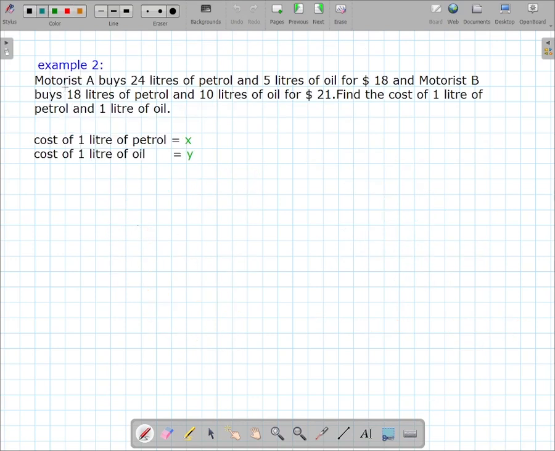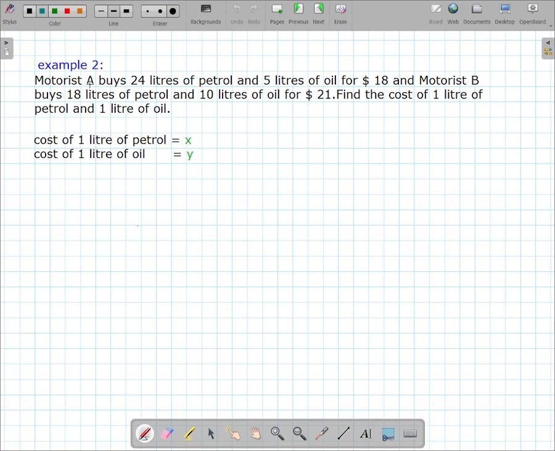Example 2. Motorist A buys 24 liters of petrol and 5 liters of oil for $18, and Motorist B buys 18 liters of petrol and 10 liters of oil for $21. Find the cost of 1 liter of petrol and 1 liter of oil. So I have taken cost of 1 liter of petrol equals x, cost of 1 liter of oil equals y. These are dollars, right? Okay, then we need to form two equations including x and y.